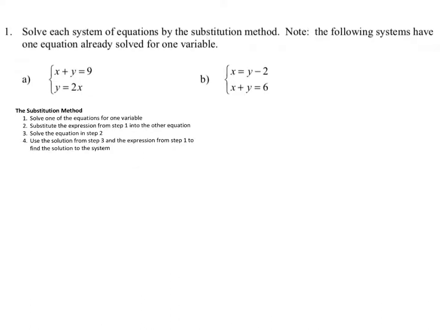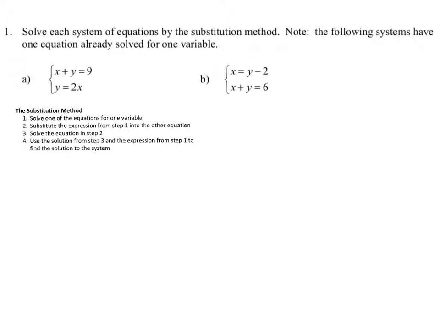Solve each system of equations by the substitution method. Note the following systems have one equation already solved for one variable. So if we go back to the 4 steps in the substitution method, we see that the first step is already done. For example, A.